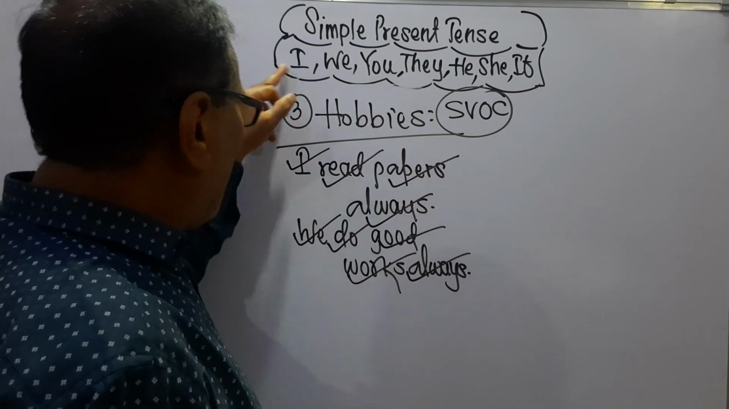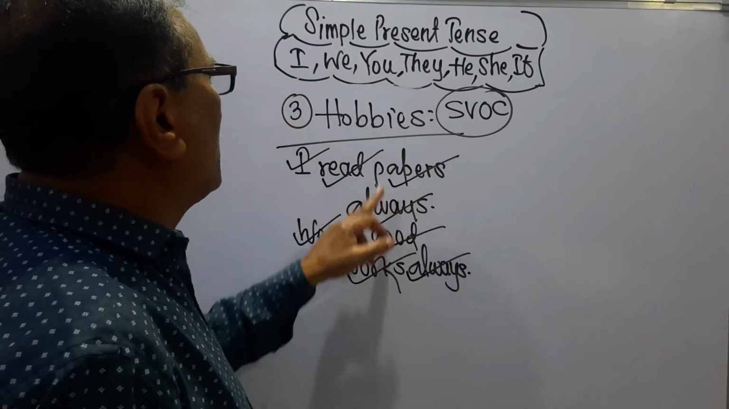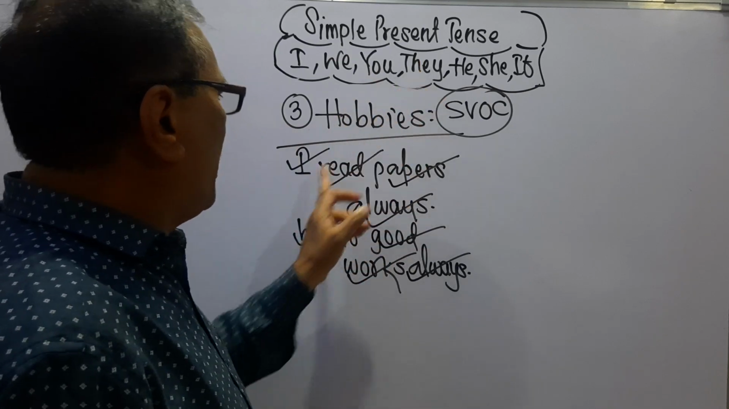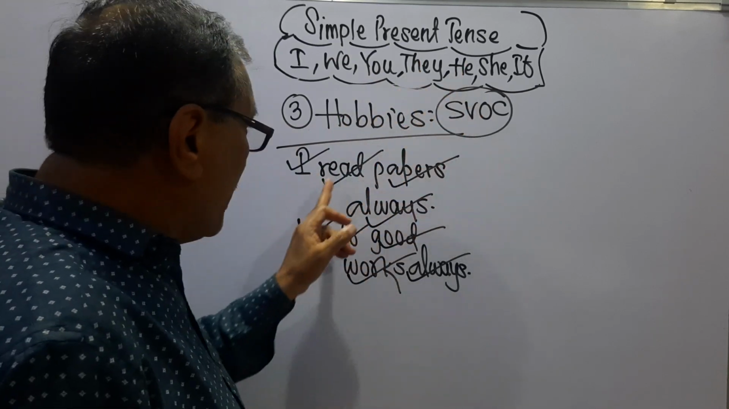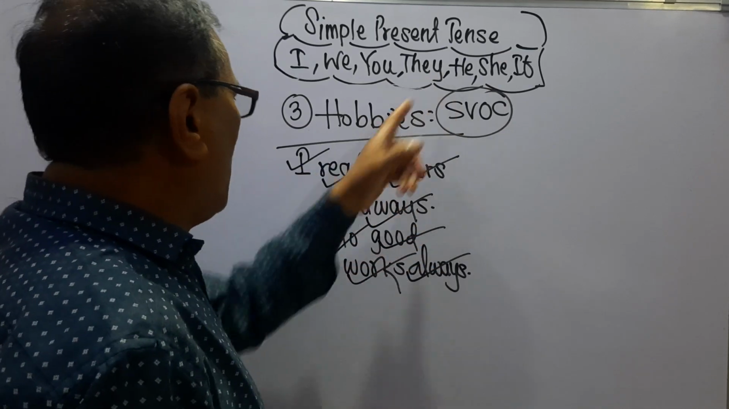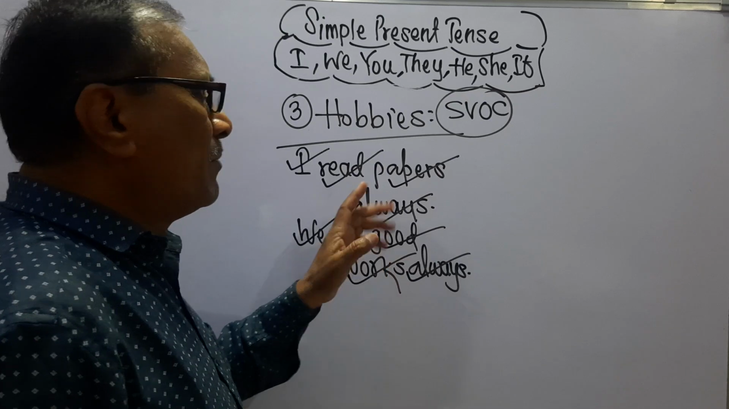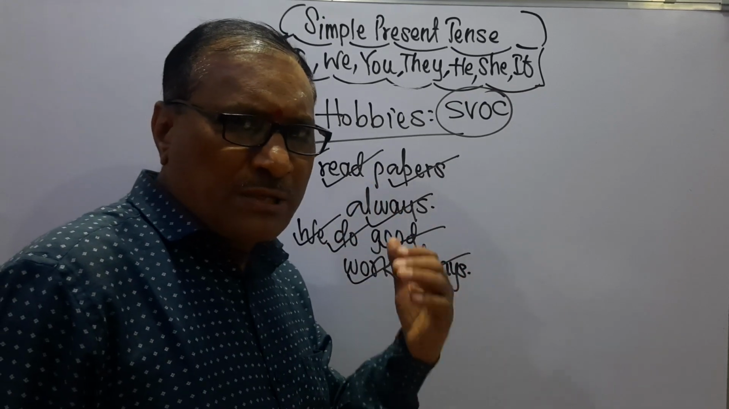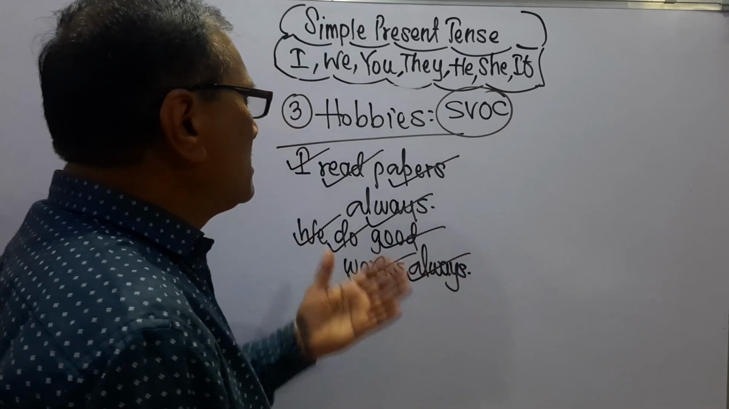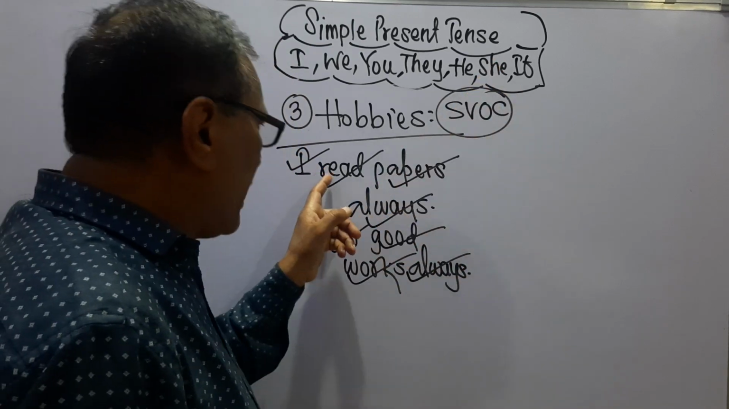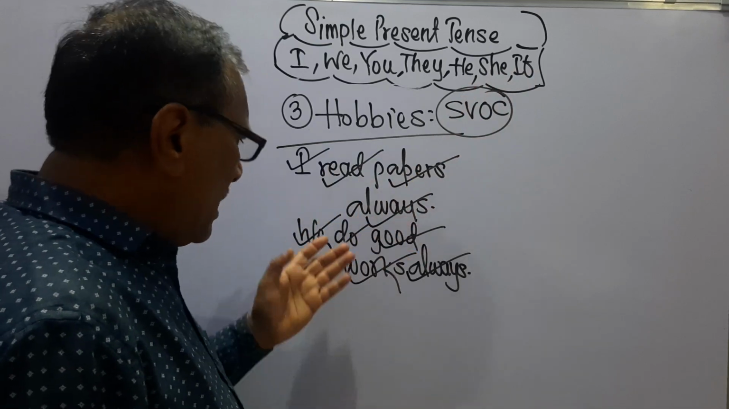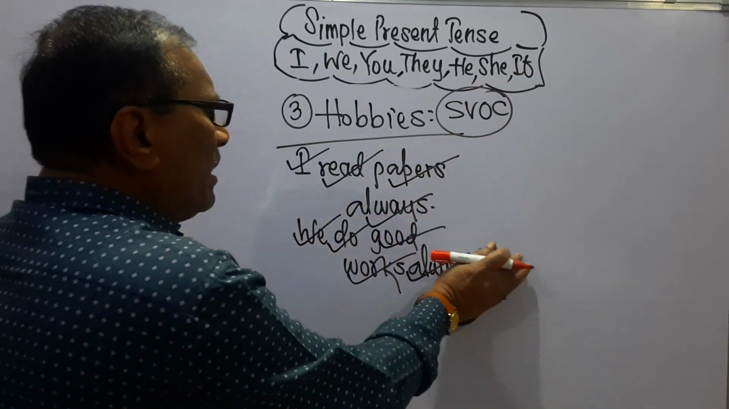Suppose: I read papers always, we read papers always, you read papers always, they read papers always, he reads. Now here will be the s suffix. So he reads papers always, because it is the rule that if the subjects are he, she or it, then we add the s suffix to the main verb. So she reads papers always, and it reads papers always. In this way, the sentences will be formed.